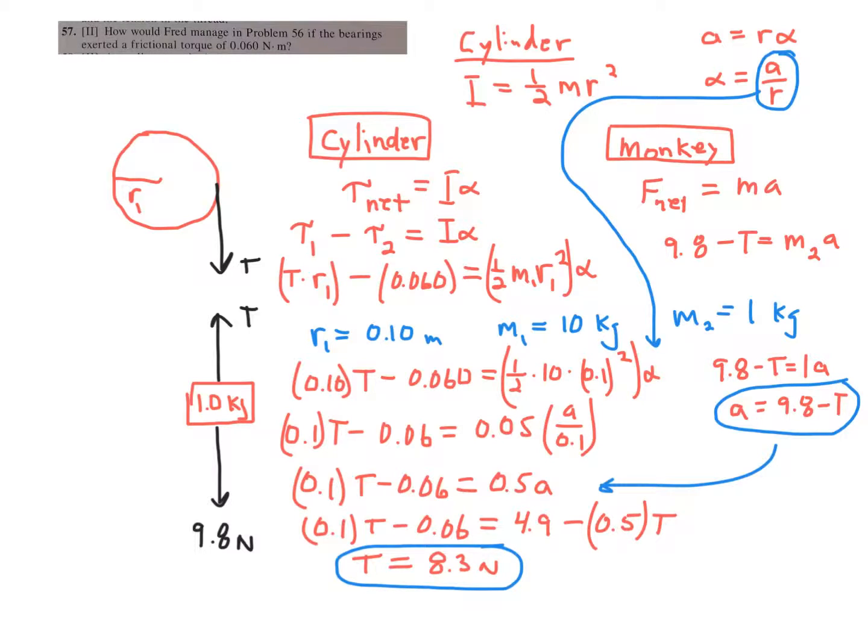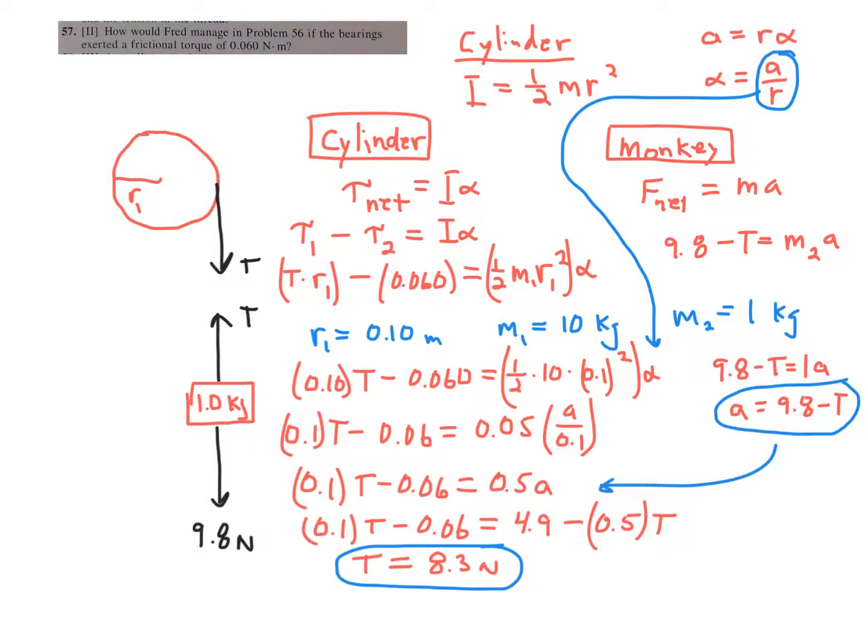Just keep plugging things in. I simplified a little bit in this step. Oh, and I plugged in way up from the top up here. You can see this a over r. Bring this all the way down and plug that in for alpha. And that gives you then a over r, where r is 0.1 meters. And then I'm taking this expression for a, 9.8 minus T, that we got from the monkey, plugging it in for a, using the distributive property to come up with this expression, and then just solving for T.